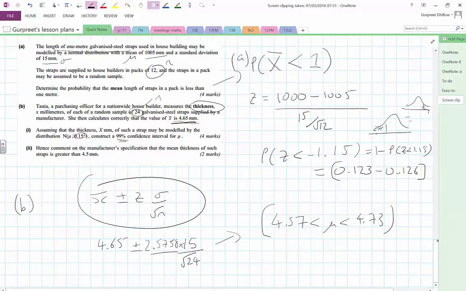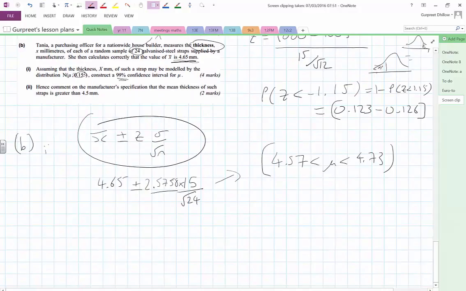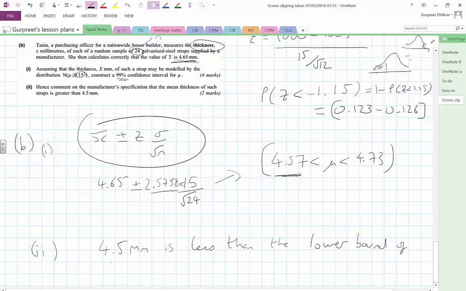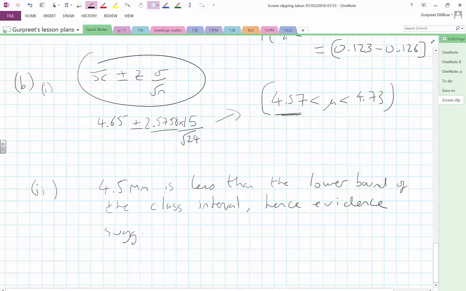But this is something you should learn and know how to use. So that's part 1. And part 2, comment on the claim that the mean thickness of such straps is greater than 4.5. Well, the main thing to notice is that the lower class bound is more than 4.5. So the way I'd say it would be 4.5 millimeters is less than the lower bound of the class interval. Hence, evidence, I always use this phrase, evidence suggests, claim true.